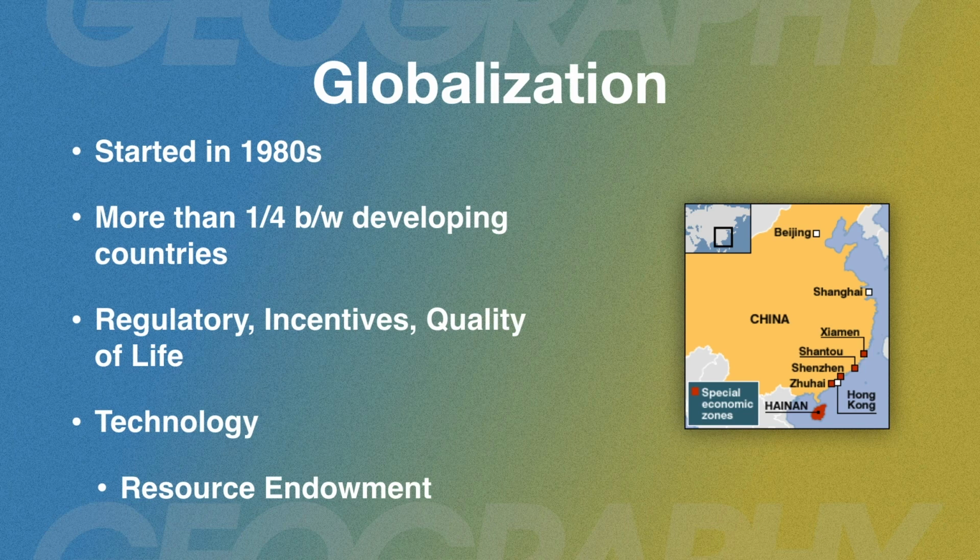Globalization really took off in the 1980s. Today, more than a quarter of all trade happens between developing countries, and as a result, natal policies have had to come into effect. Again, recall the three methods for that: regulation, incentives, and increasing the quality of life. That last one could be through healthcare, education, and technology.